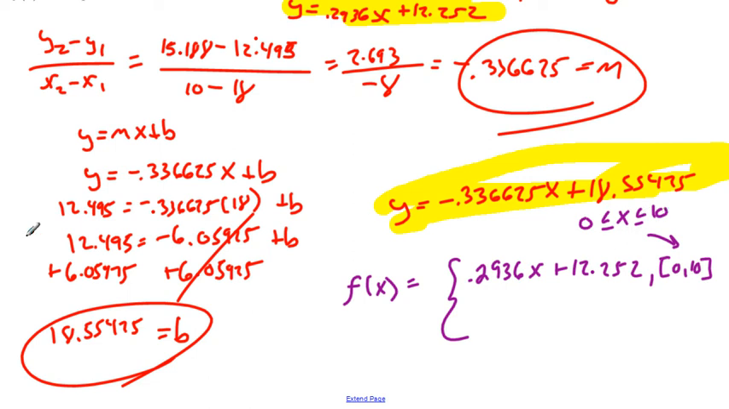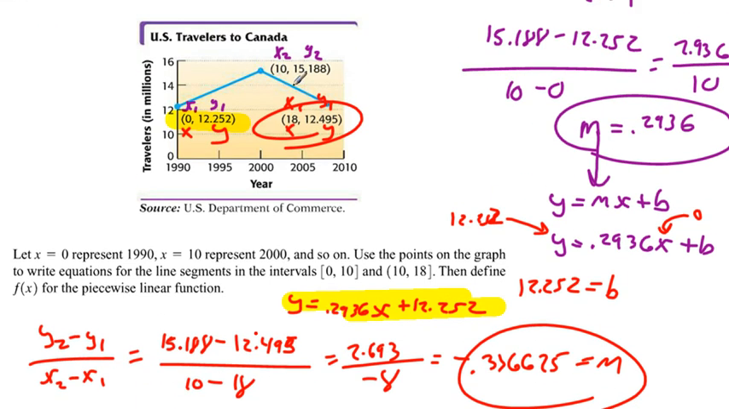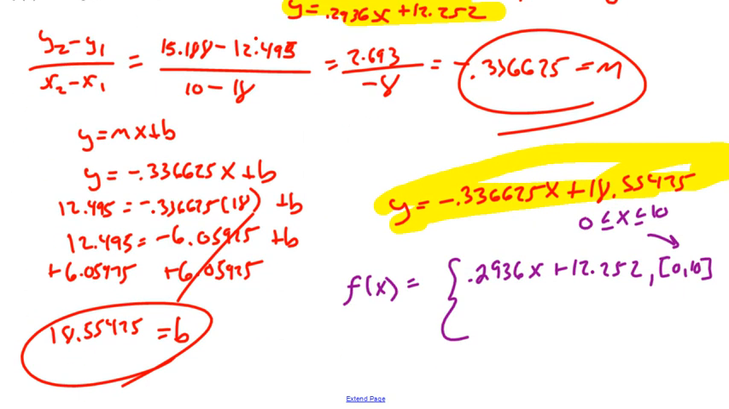But then we want to graph this guy from 10 to 18. We're given the interval right here. But notice that 10 is not included, so we're going to have to use the brackets right there. I'm sorry, the parentheses. So we're going to graph negative 0.336625x plus 18.55425, but only from 10 to 18. And so this would be a representation of the piecewise function for our data that was given to us up here.